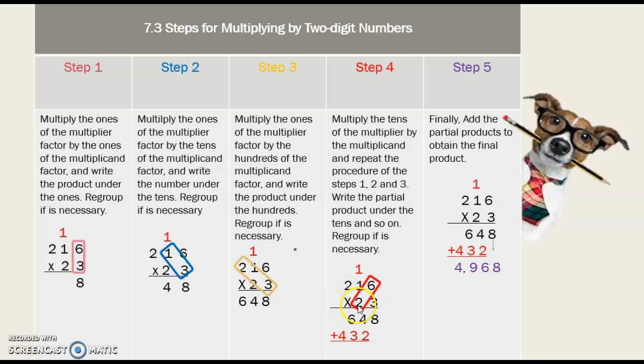Let's go to step number 4. Let's see, 2. The 2 is the tens of the multiplier. Now we start. We need to repeat the process and multiply first to the ones of the multiplicand.